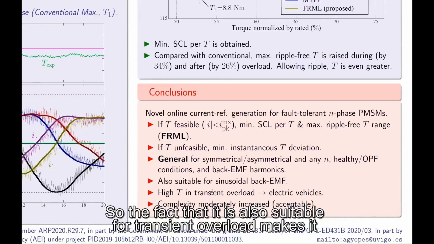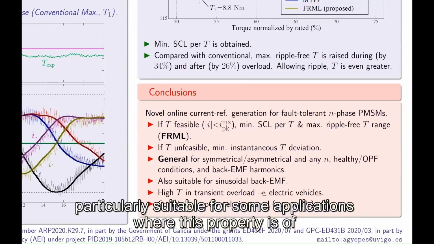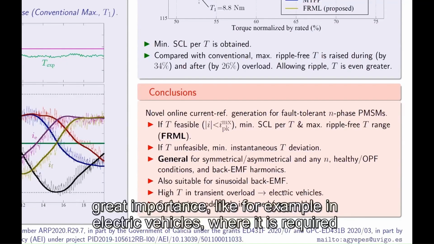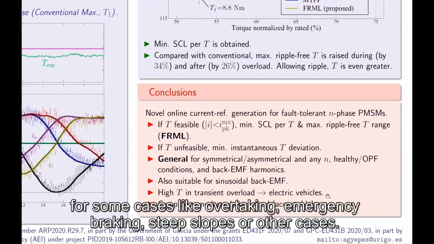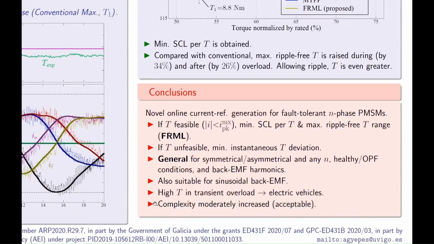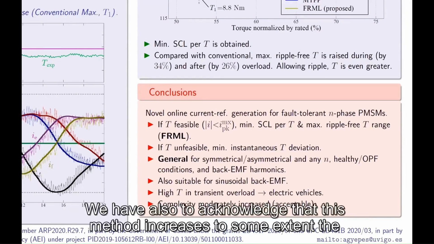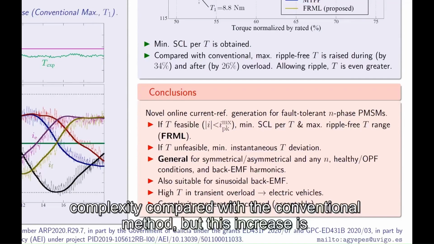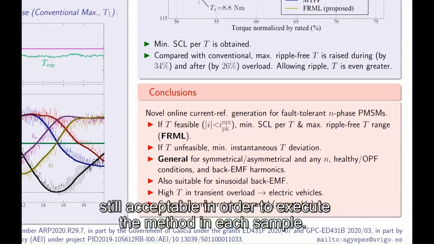So the fact that it is also suitable for transient overload makes it particularly suitable for applications where this property is of great importance, like for example in electric vehicles, where it is required for cases like overtaking, emergency braking, steep slopes, or other cases. And we also have to acknowledge that this method increases to some extent the complexity compared with the conventional method, but this increase is still acceptable in order to execute the method in its sample.